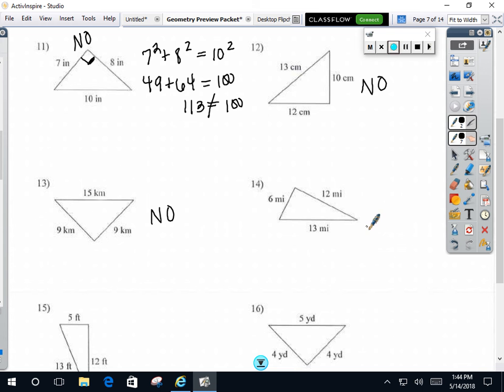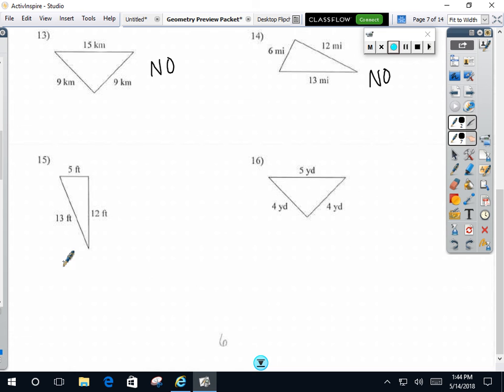Number 14? No. Number 15? Yes, because 25 plus 144 is 169. And isn't that what 13 squared is? Pay attention. And then number 16? No. Okay, we are done.